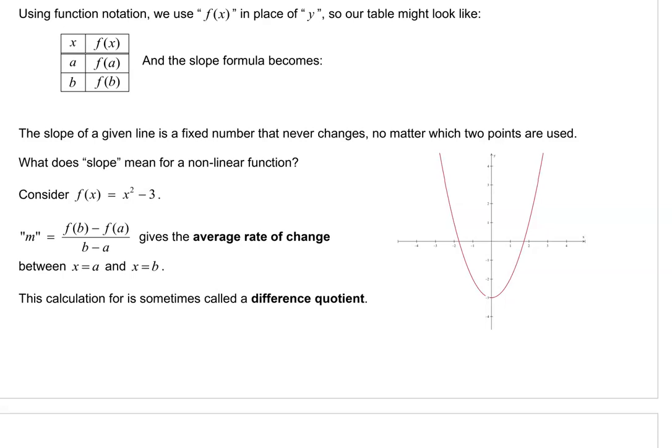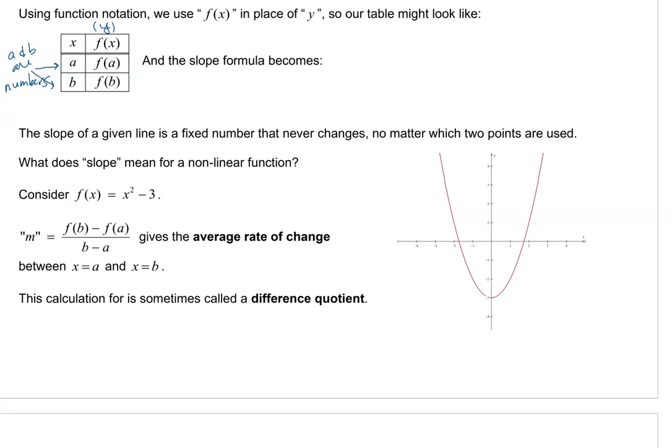So using function notation in the slope formula, we can use f of x in place of y. So if we take a and b as 2 different numbers, then we can use our function notation and show that we're plugging a into our function f of x, and we're plugging b into our function f of x, and we get f of a and f of b as our y outputs. So instead of using y, we're using f of x.